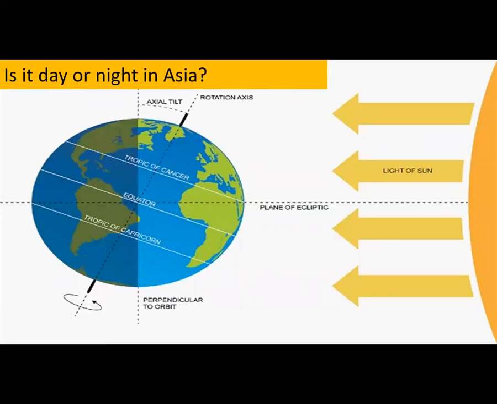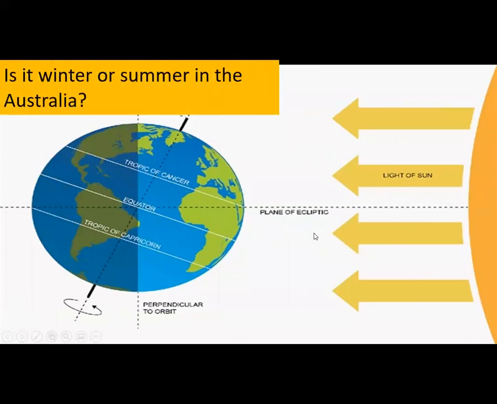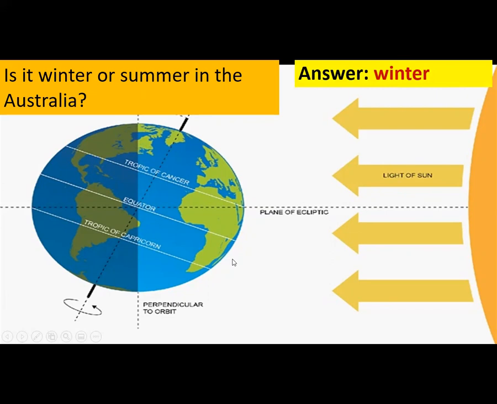Is it day or night in Asia? Where is Asia? Can you guess? Or you already know? The answer is daytime. This is Asia right here. This is North America. And this is South America. That's Asia. And it's daytime. Is it winter or summer in Australia? Australia should be somewhere here. The answer is winter because the southern hemisphere is tilted or leaning away from the sun.